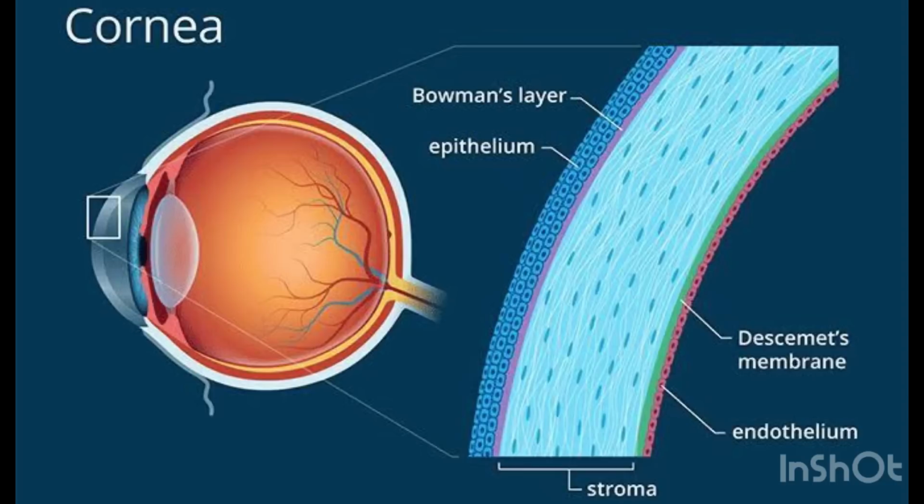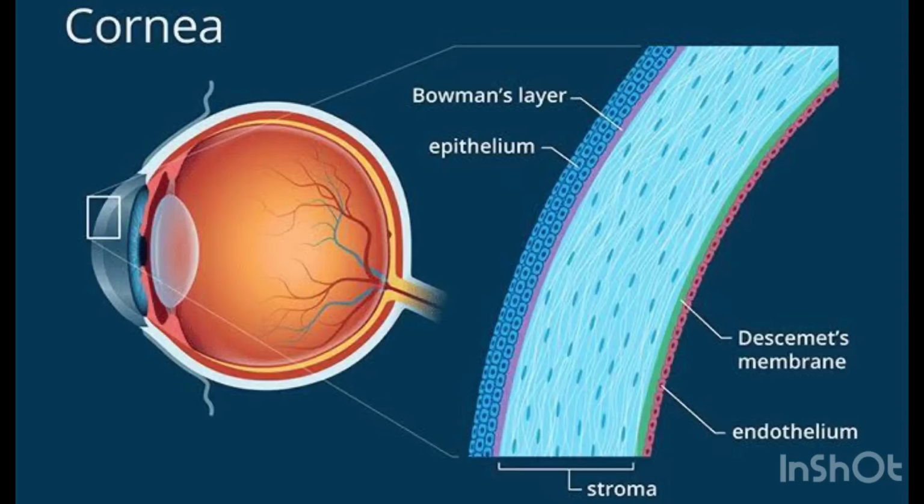Under this, the second one is Bowman layer. Bowman layer is a thin layer beneath the epithelium. Beneath means under the epithelium, composed of collagen fibers. It provides structural support to the cornea.